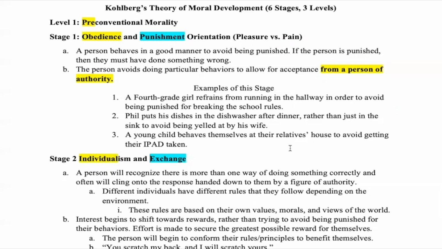So that is where a person will recognize there's more than one way of doing things correctly, and often will cling on to the response handed down to them by a figure of authority. However, this individual starts learning that different individuals have different rules that they will follow depending on the environment. So that's where you will have a child that will act differently around one parent than the other parent. And it's all dependent on how that parent conducts themselves. So let's say we have a child that they know if they are going to make a mistake, they're going to talk back, they're going to do something outside of character.